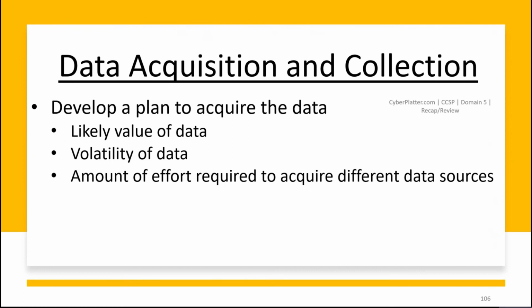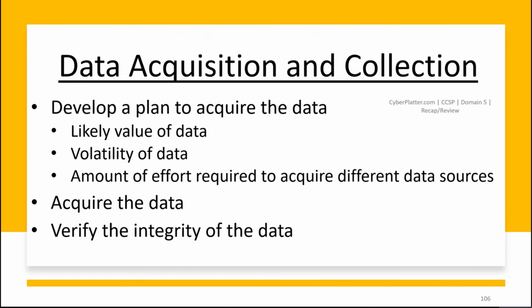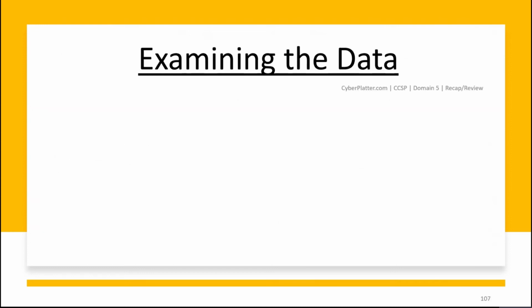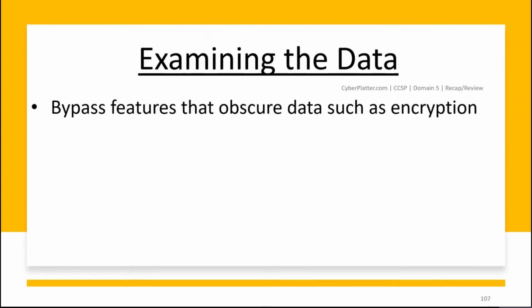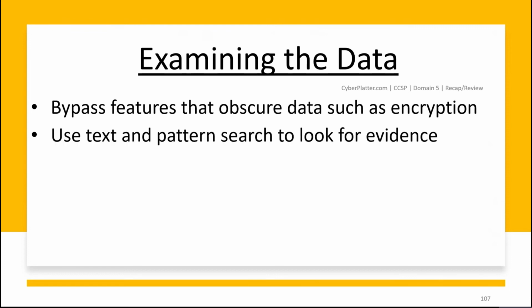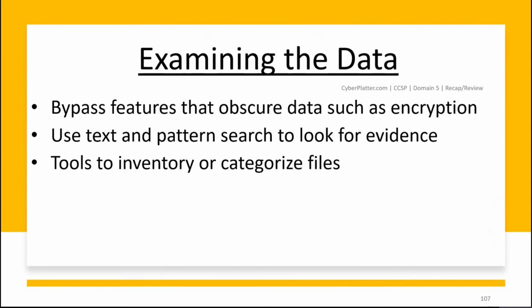Data acquisition and collection: develop a plan to acquire the data, considering the likely value of data, volatility of data, and amount of effort required to acquire different data sources. Acquire the data and verify the integrity of the data. Examining the data: bypass features that obscure data, such as encryption. Use text and pattern search to look for evidence.